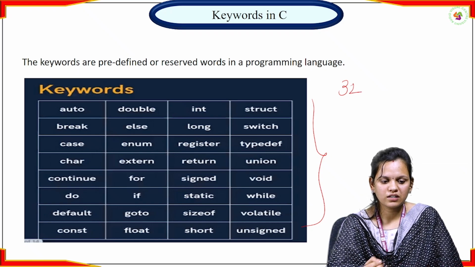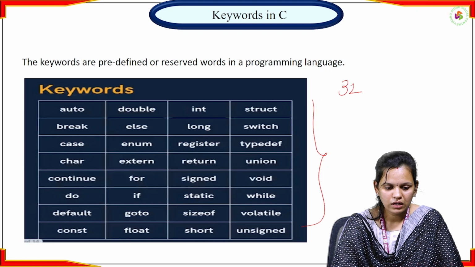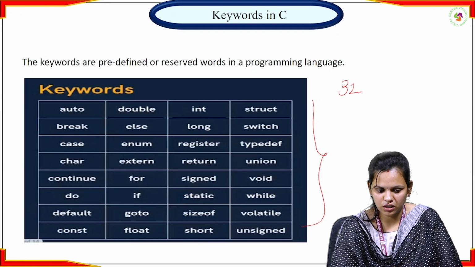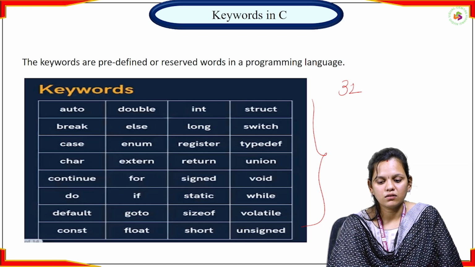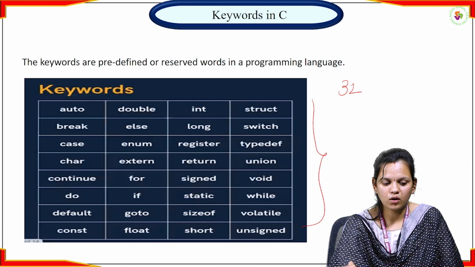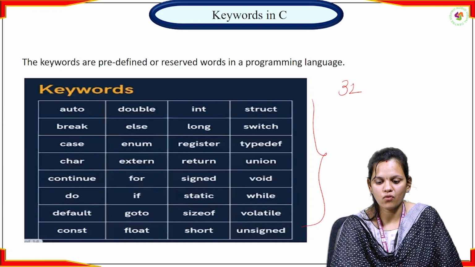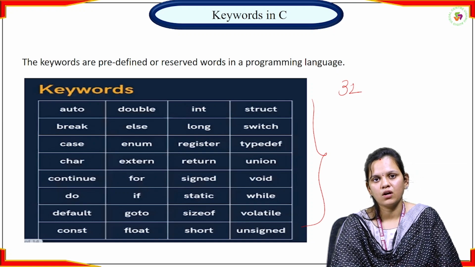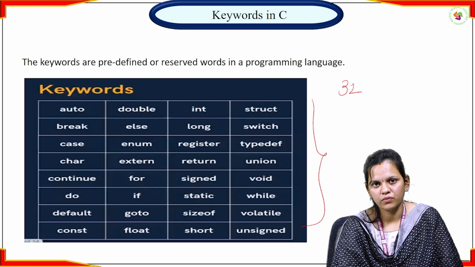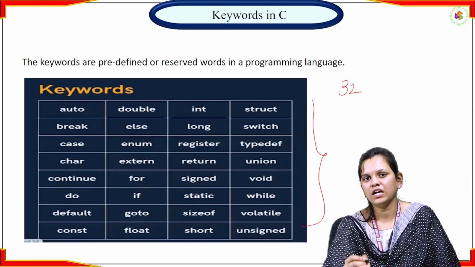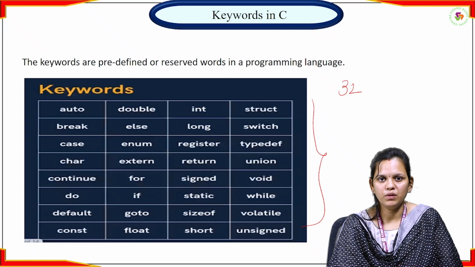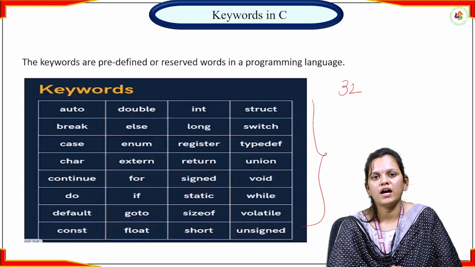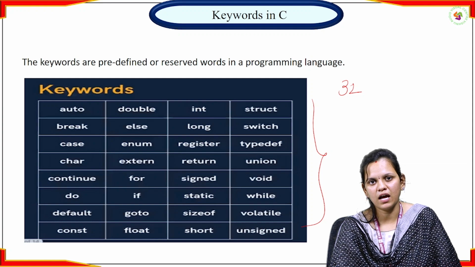Auto, double, int, struct, break, else, long, switch, case, enum, register, typedef, char, extern, return, union, continue, for, signed, void, do, if, static, while, default, goto, sizeof, volatile, const, float, short, and unsigned. All these are 32 keywords. All these keywords have their own predefined meaning. So you cannot use these keywords as a variable or as an identifier in the programming language.